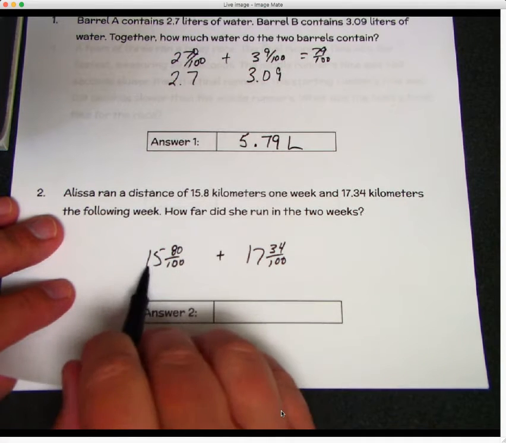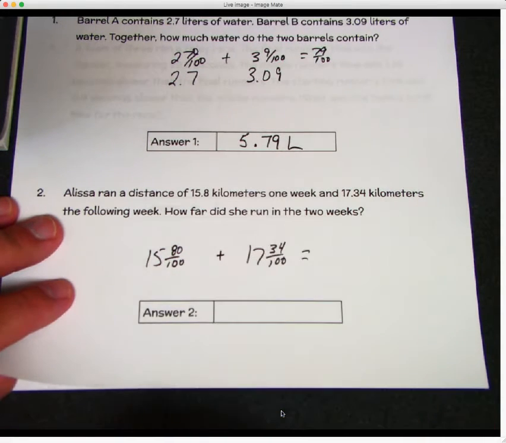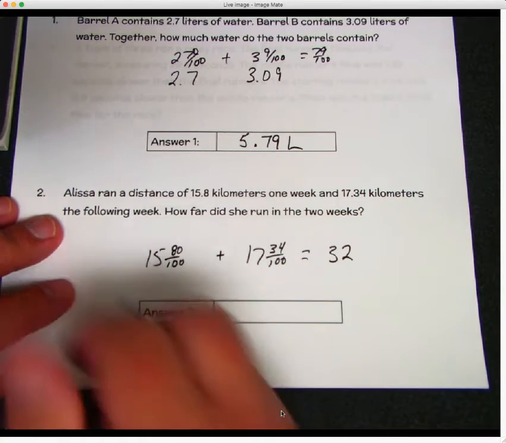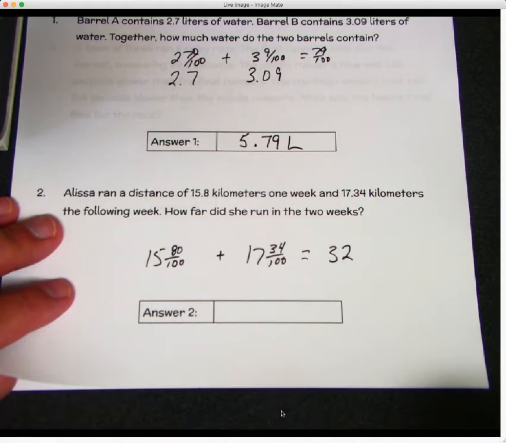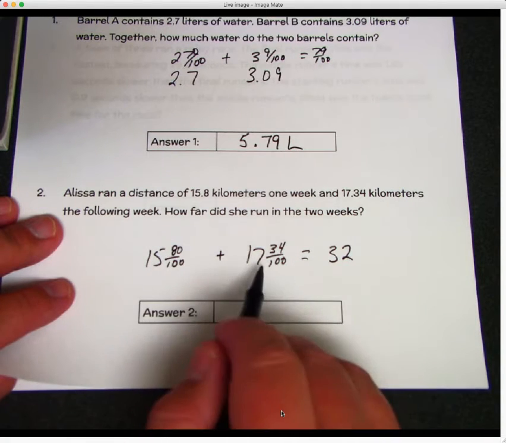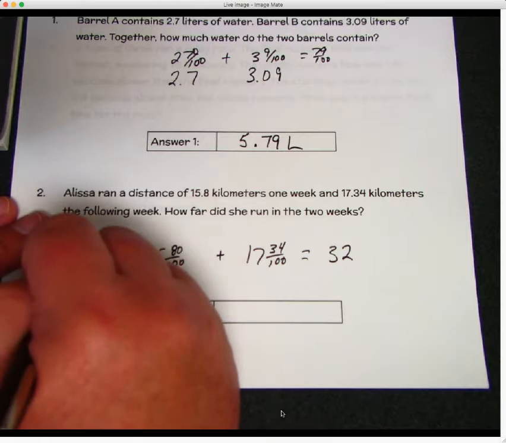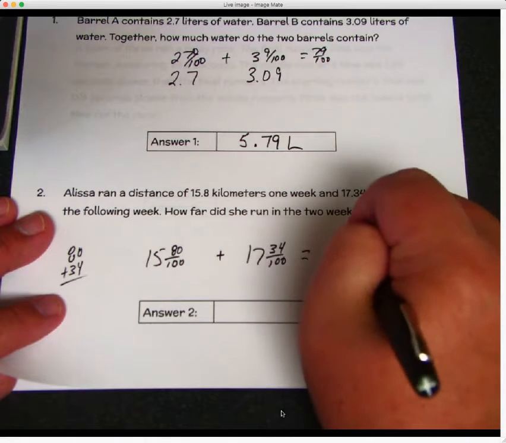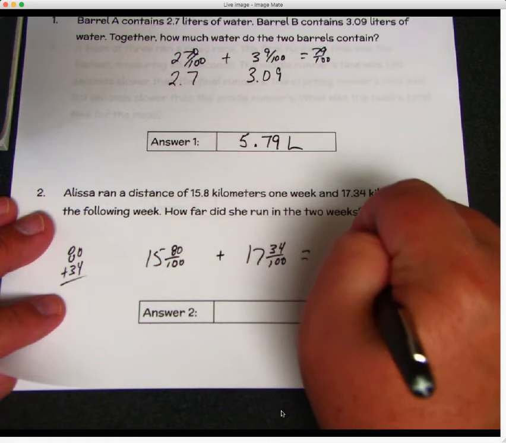Okay, add our whole numbers first. 15 plus 17, that's going to be 32. If you need to add it out, writing them in an addition form, that's fine. 80 hundredths plus 34 hundredths. I'm doing it in my head. If you need to do 80 plus 34, then do it. That's fine. 80 plus 34 is 114 hundredths.